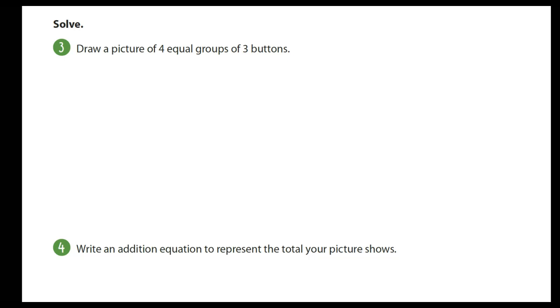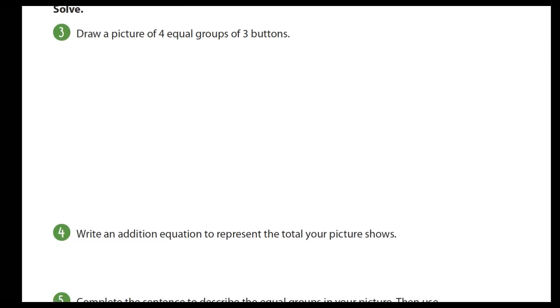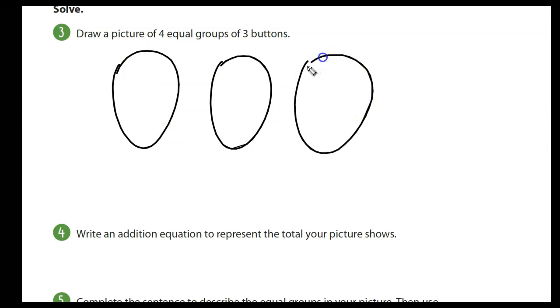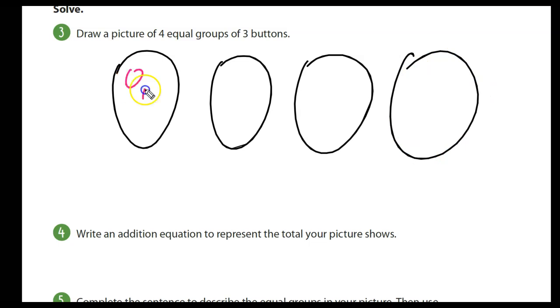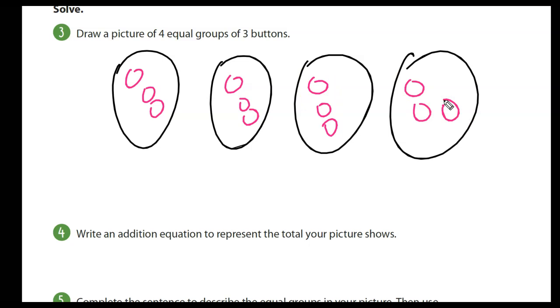Natalie? So it says draw 4 equal groups. Look. It says draw 4 equal groups. I can do circles. 1, 2, 3, 4. And how many buttons in each group? 3. 1, 2, 3. 1, 2, 3. 1, 2, 3. 1, 2, 3. That's it. I'm done. That's all it asked me to do.